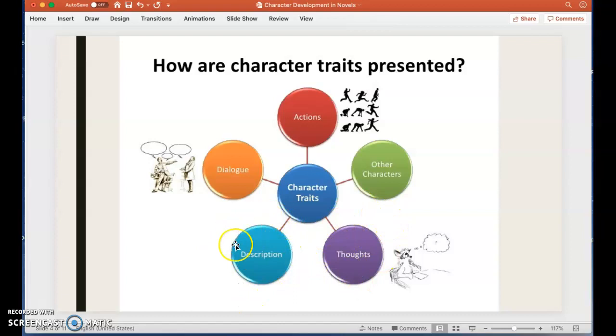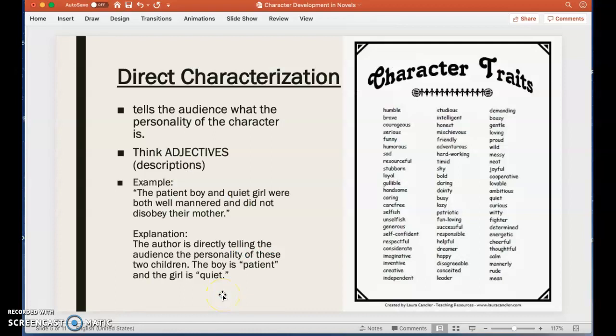Maybe they'll be described directly, or maybe in their dialogue, in their speech. All of these are different ways that, when you're looking through Hatchet, you get revealed who Brian is: either what he does, what he thinks, what he says, or maybe what the author says about him.